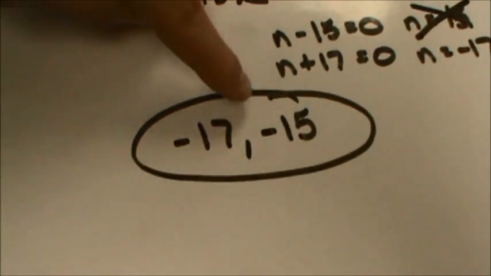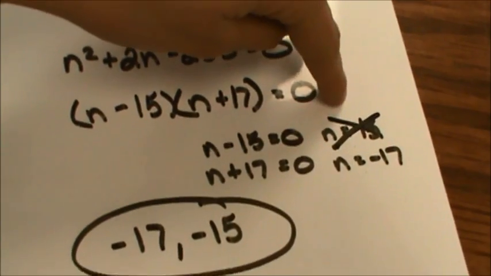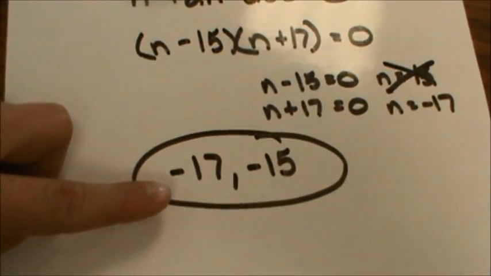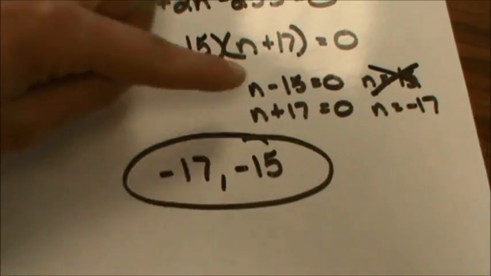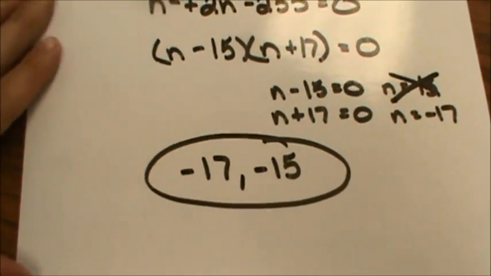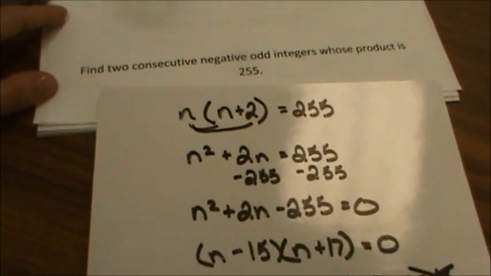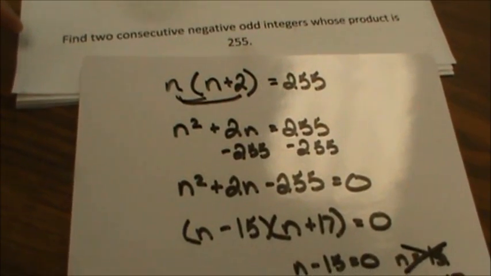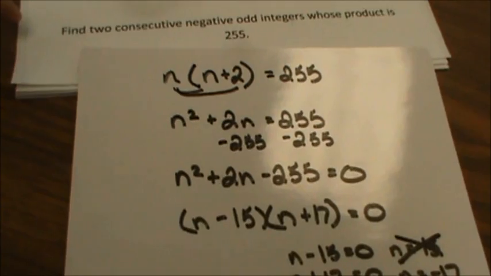I did not get this 15 from this one that I crossed off at all. I knew that negative 17 was my first odd integer, so negative 15 is the next odd integer. These two are my consecutive negative odd integers whose product is 255.